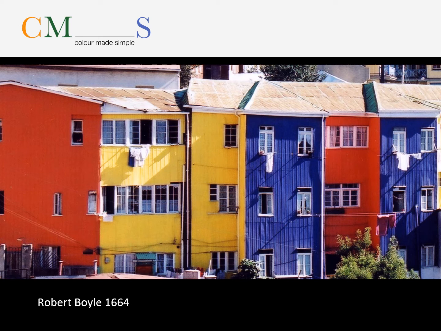Robert Boyle, the Anglo-Irish chemist, generally considered to be the first of modern chemists, and known particularly for Boyle's law, which states that the pressure and volume of a gas have an inverse relationship when temperature is held constant. Like many of his contemporaries, Robert Boyle also took a great interest in the study of colour.